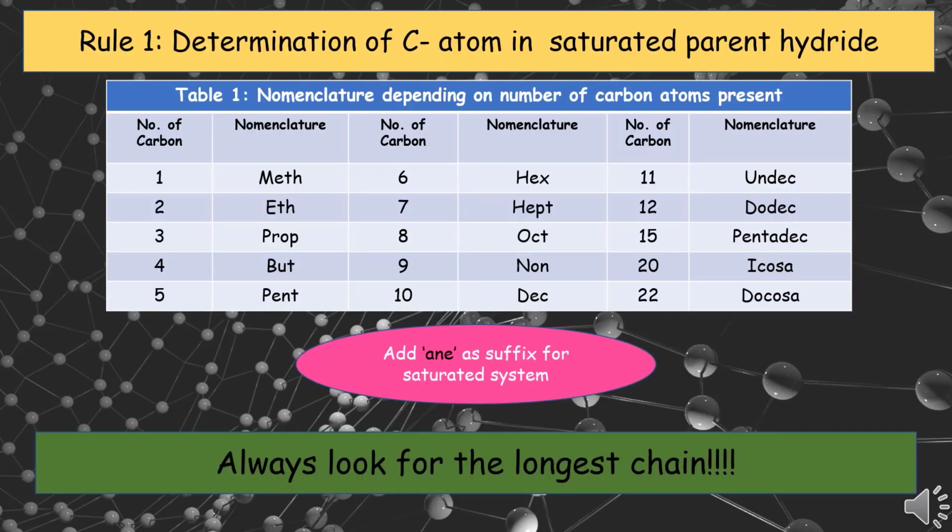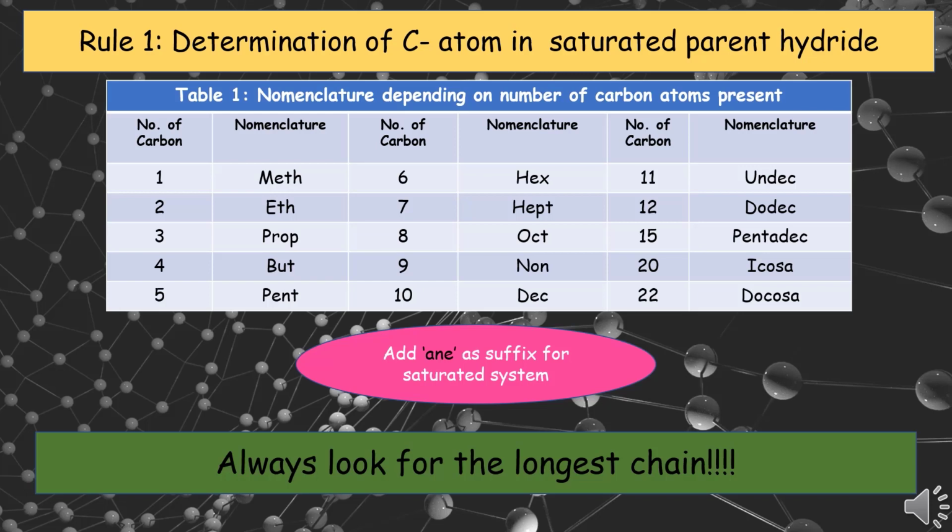At the very beginning, I am discussing the nomenclature for saturated parent hydrides, which means the absence of any double or triple bond in the structure. So we have to follow the table, and from this we can identify the name depending on the number of carbon atoms present.